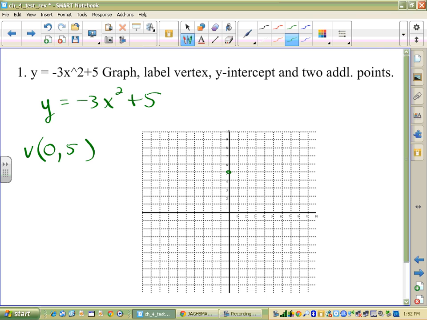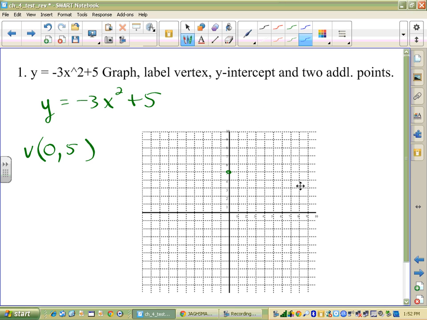Why is the vertex at 0, 5? h is negative b over 2 times a, right? My b value in this is 0. What's the opposite of 0? Still 0. So h is 0 and k is 5. The c value is the y-intercept, and we're going to get to that in just a minute. But the b value is 0, so our vertex is at 0, 5.